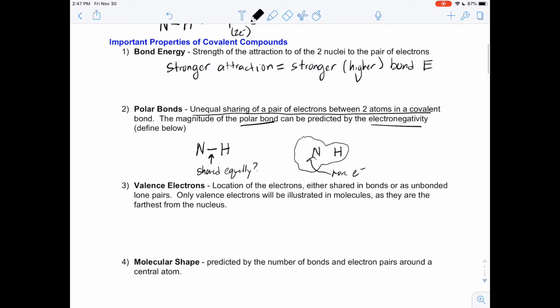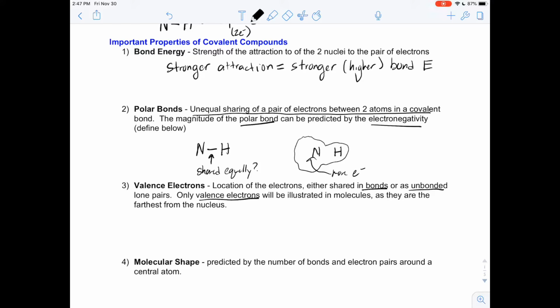The next thing that we want to focus on is that when we're dealing with bonding, we're only dealing with our valence electrons. So we're only going to be dealing with our valence electrons in bonds or the lone pairs that we see within this. So we're going to illustrate this within Lewis structures. We're only focusing on our valence electrons.